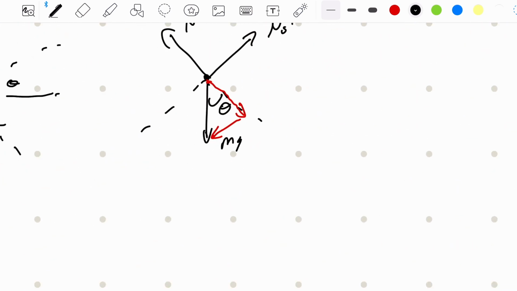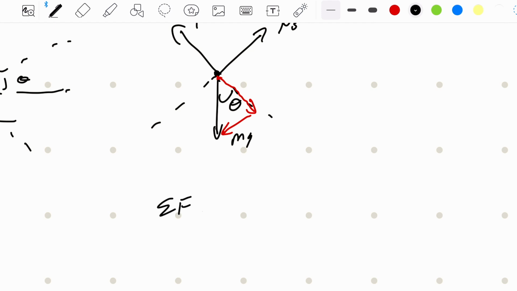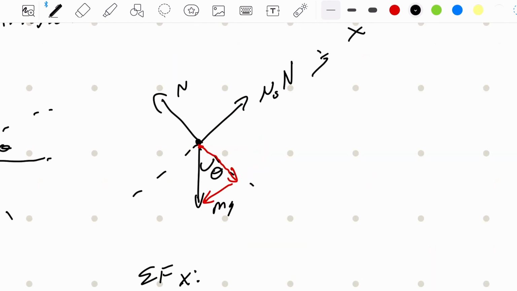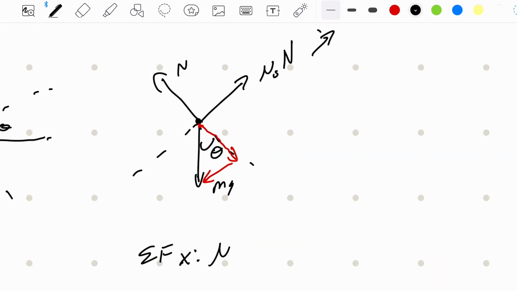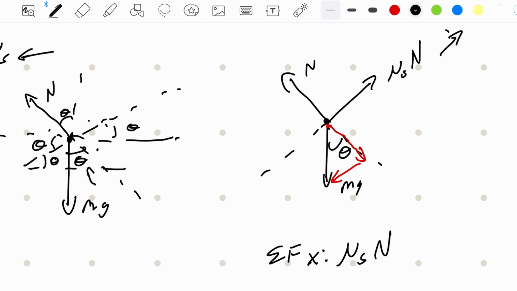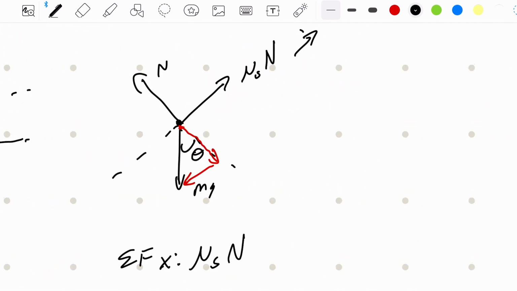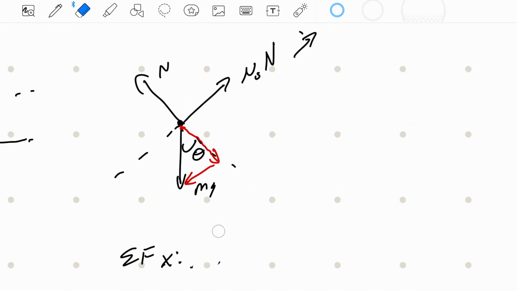Let's write our sum of forces equation. So the sum of forces in the x, the only thing going in the positive x direction here is mu s times n, which is our friction force. Or, if you want to, so this question here is actually asking for two different ways, which is mu s times n, but for now we'll write it as force of friction.